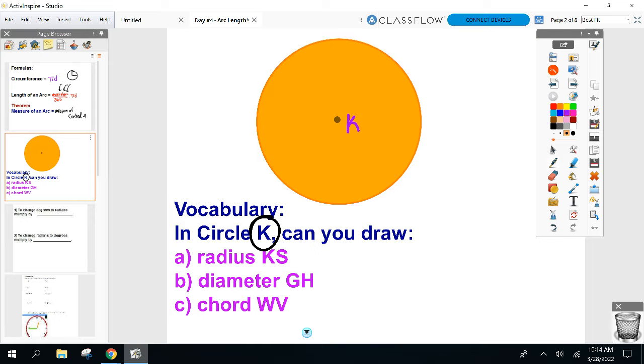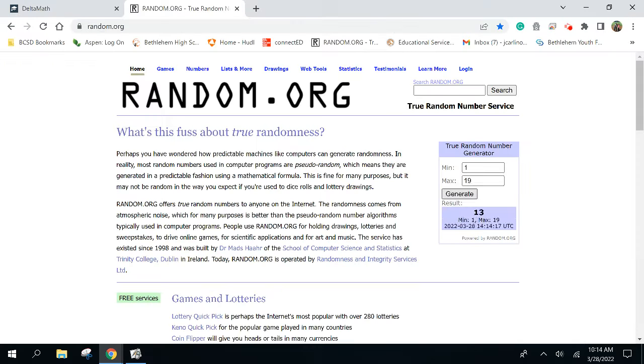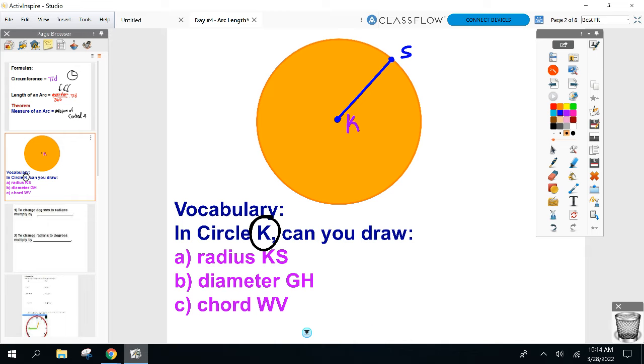Radius, KS. A segment with endpoints on the center of the circle and the outside. Perfect. One endpoint's got to be on the center, other point somewhere on the circle. Diameter, GH. It goes to the center point, and the two endpoints are on either side of the circle. There you go. Got to go through the center, G and H on the circle.